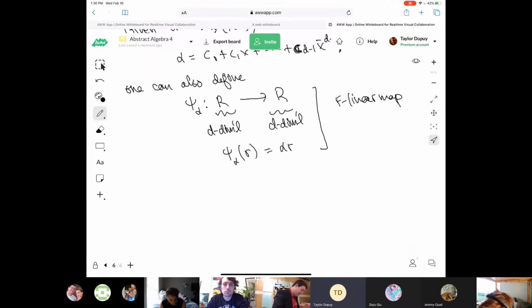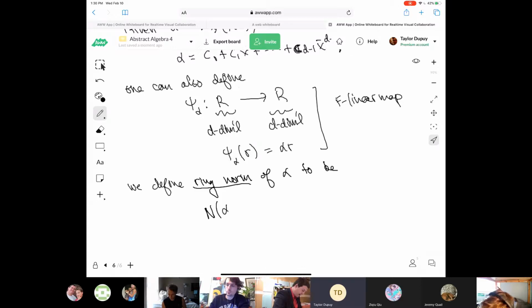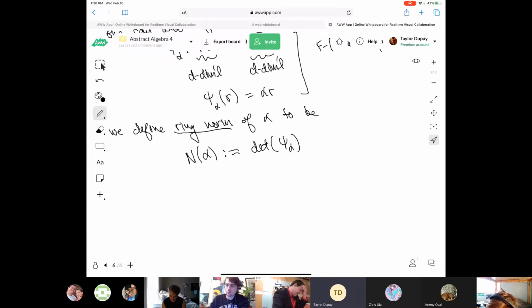And so we define the norm of alpha. This is not the Euclidean norm, and has nothing to do with the Euclidean norm. We define the field norm, let's call this the ring norm of alpha, to be N(alpha) equal to the determinant of psi of alpha. And so this is basis independent.